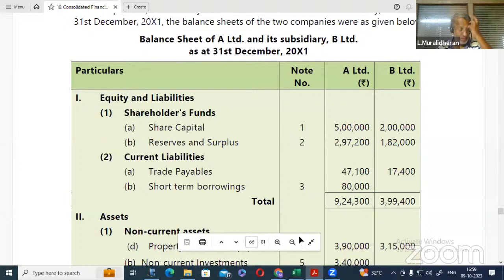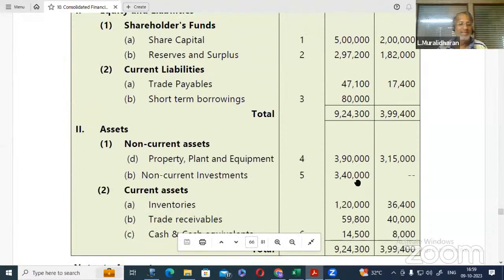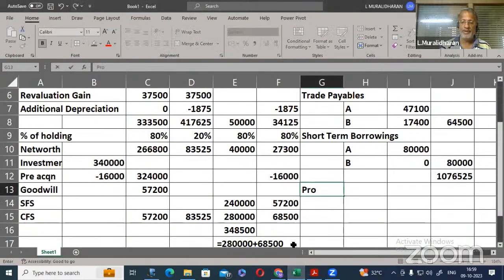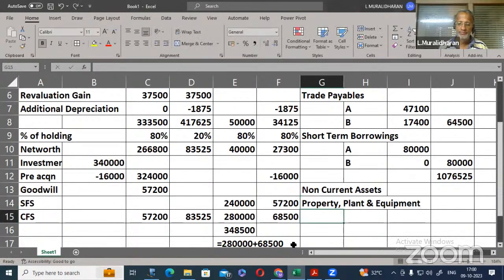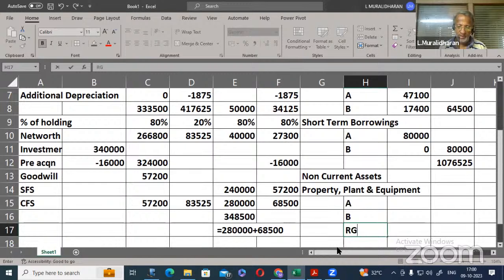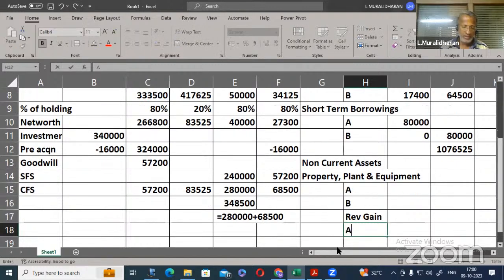Then we need to have property, plant and equipment. Let us just take up that. So we will have a broader title, non-current assets. Under that, property, plant and equipment. Under that, we will have for A, B, revaluation gain, then additional depreciation, one by one.